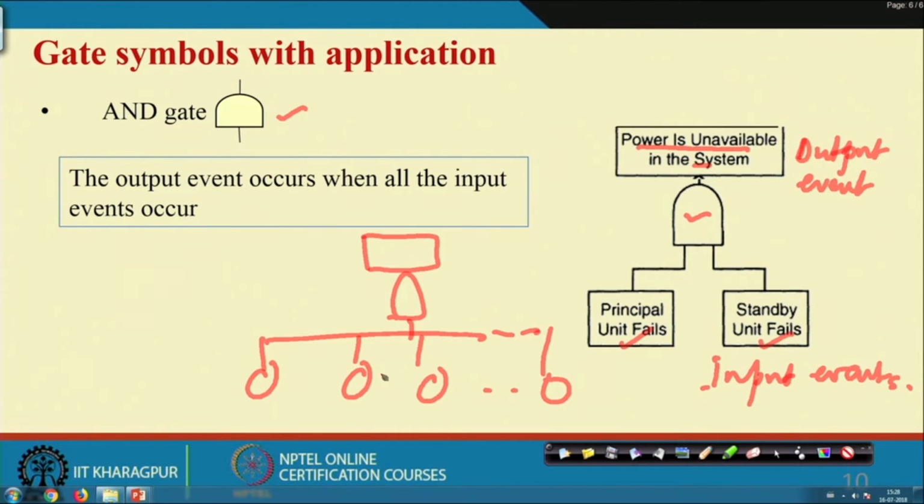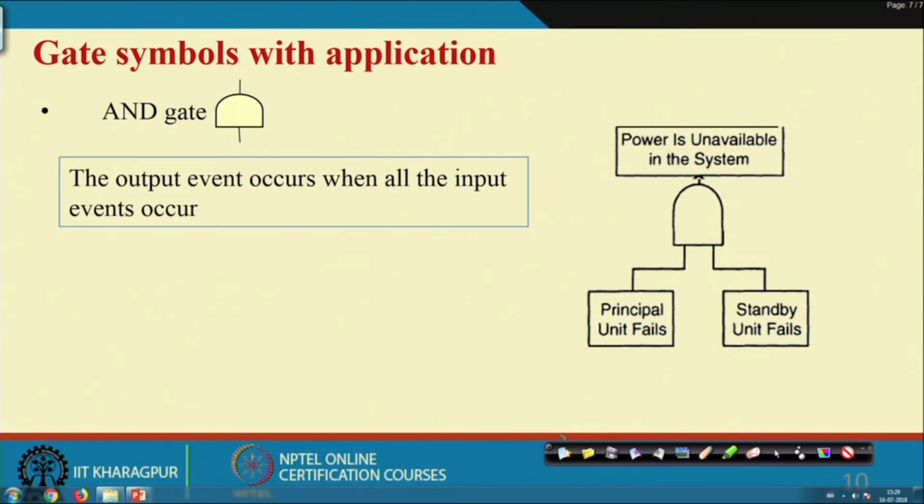Here suppose there are k inputs with an AND gate and one output, obviously. In that case, this output will occur only when all the k inputs occur. If all the k inputs do not occur, the output will not occur. That is what an AND gate is.